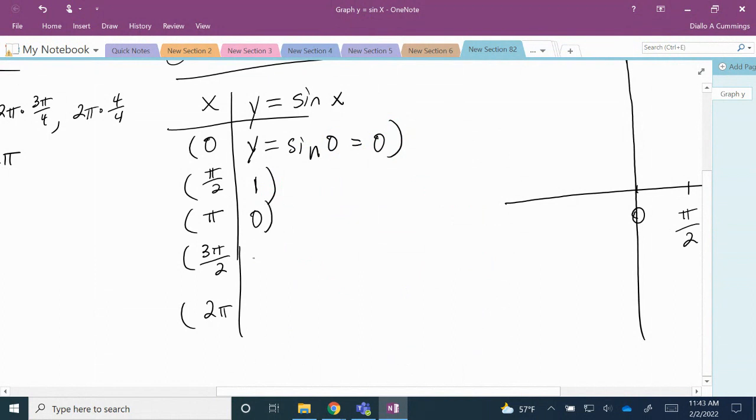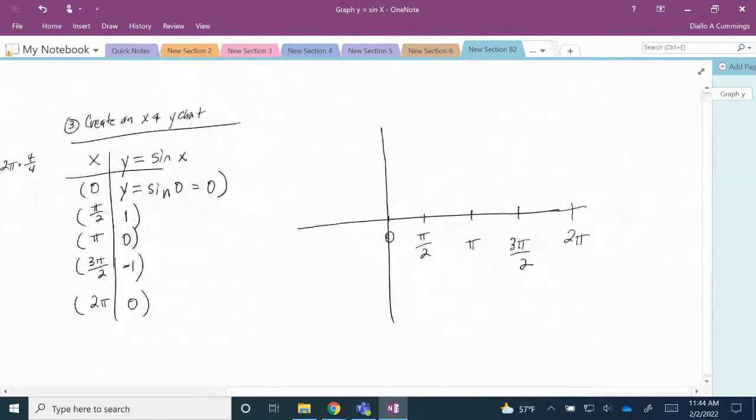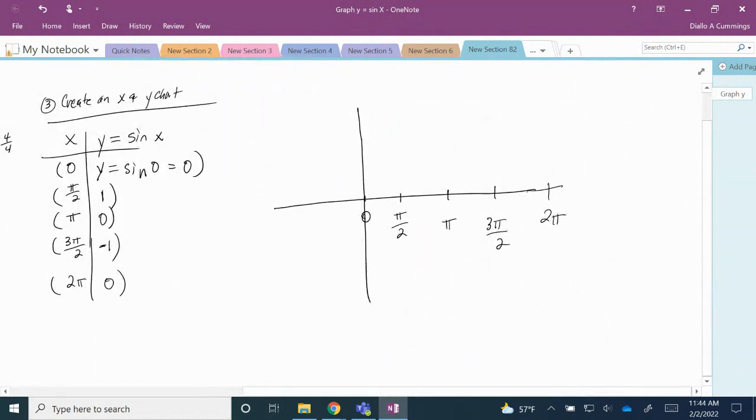The sine of 3 pi over 2 is negative 1. And then 1 complete revolution, the sine of 2 pi is 0. Right, so we have our x and y chart. Now we're going to graph. Notice that my x-axis is laid out as 0, pi over 2, pi, 3 pi over 2, and 2 pi. Notice for the y values, they range between positive 1 and negative 1.